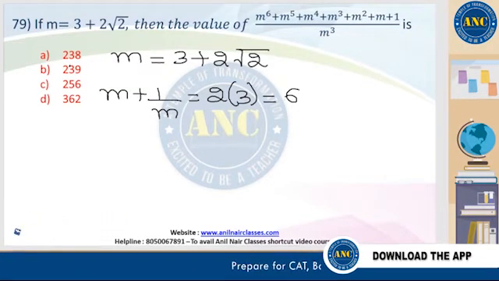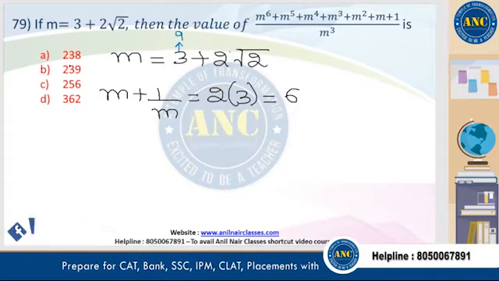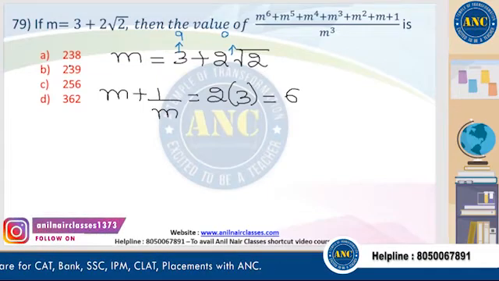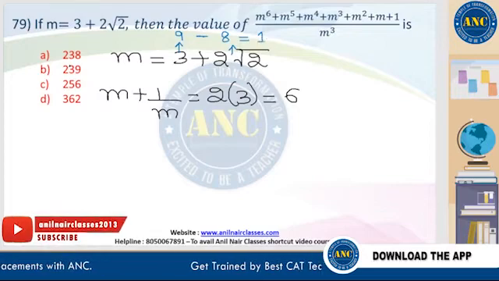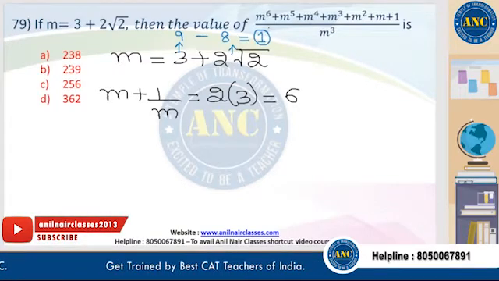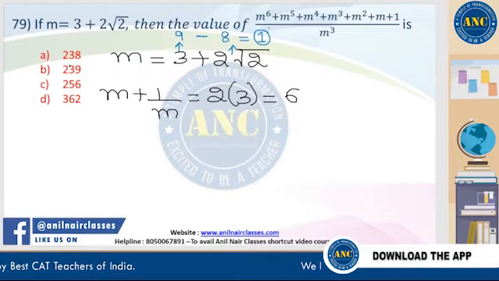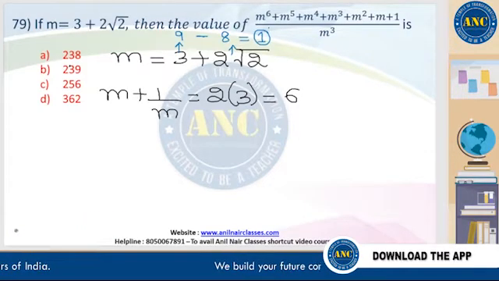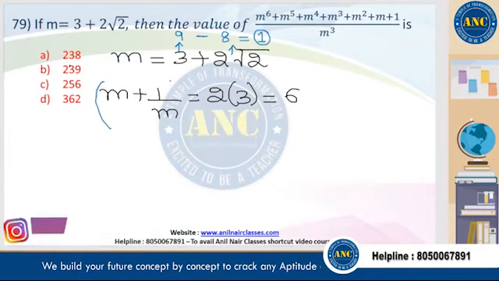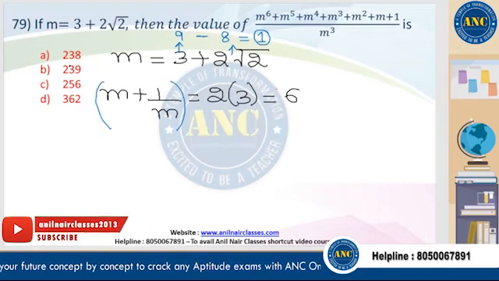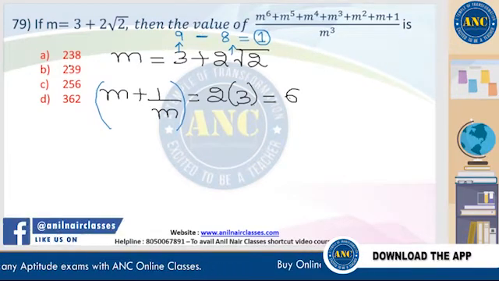This is true only when the square of this 3, that is 9, and the square of this 2 root 2, that is 8, have a difference of 1. Don't forget the previous concepts. Only if root a square minus root b square is equal to 1, then you can write m plus 1 by m as 2 times the bigger value. Yes, in this question also it is becoming 1. Therefore, I could take it as 6.